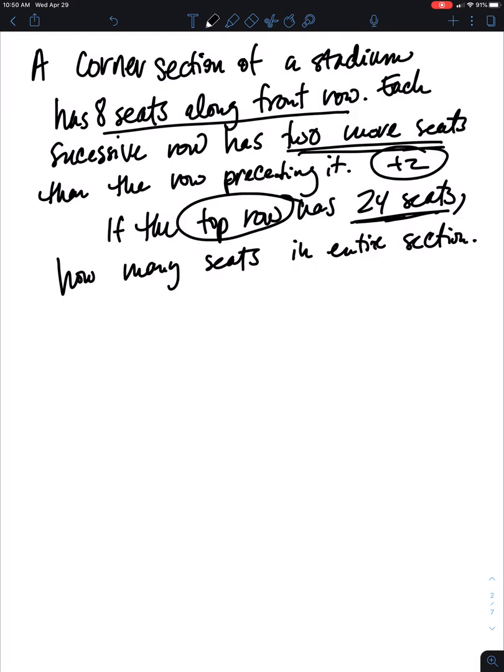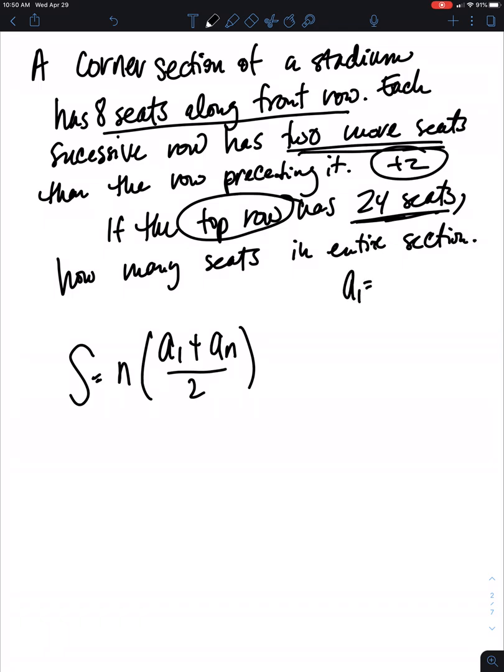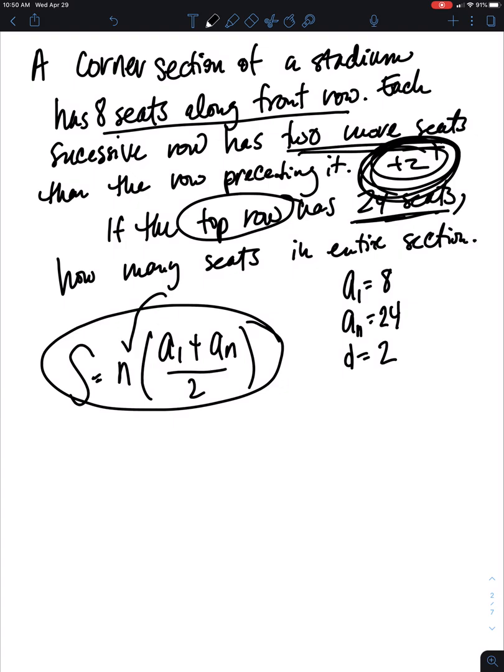Okay, so let's write out the equation because I don't want to have to go back a page. And let's fill in, let's see what we have here. So we know we have A1. A1 is 8. We know we have AN, it's 24 because that's the last row. Okay, and we know the D is 2 because we're adding 2 every time. Those are the things that I know. What am I missing in this equation though? I'm missing this N here. So can I find the N?